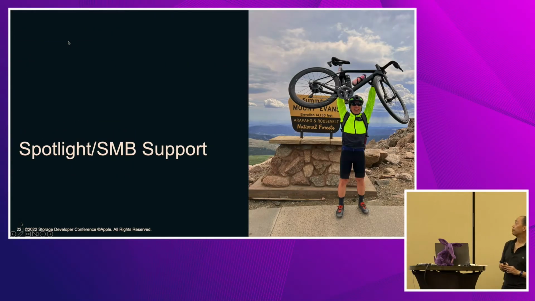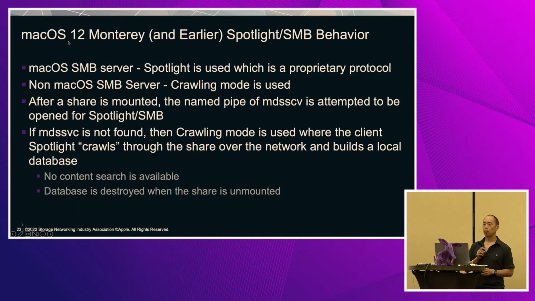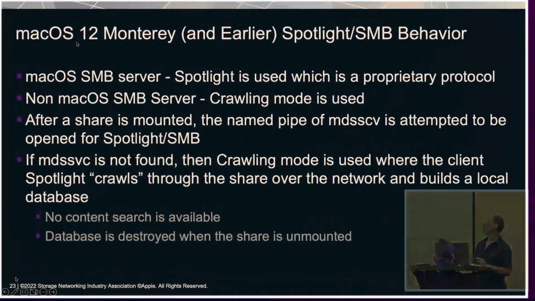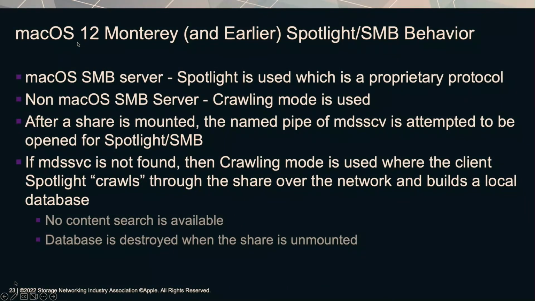Moving on again, Spotlight over SMB. Spotlight is the macOS system-wide search feature. It allows you to find documents, apps, emails, and do content searching, but it is our proprietary way of searching. So again, current versions, macOS 12 Monterey and earlier, we have Spotlight over SMB.